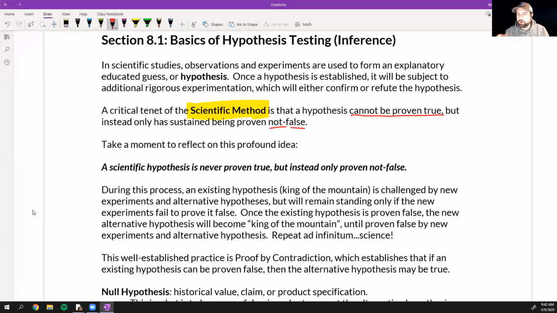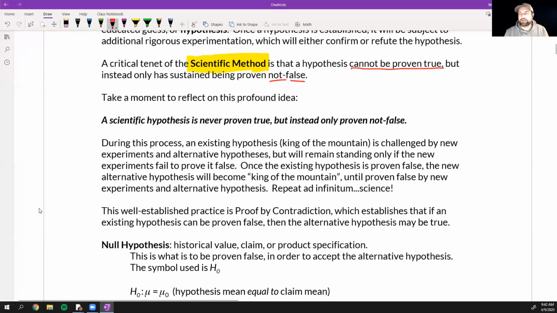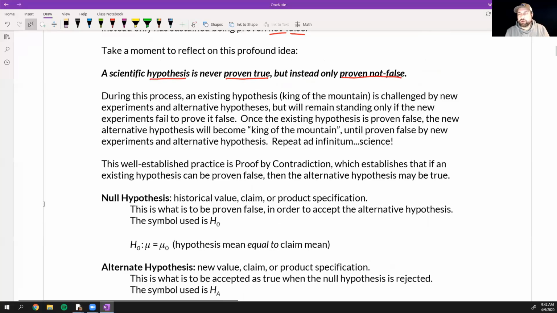And it's going to take a little while to wrap your brain around this, but you'll get there. So take a moment to reflect on this. A hypothesis is never proven true. Instead, it's only proven not false. And so there's a good analogy about this. If you think about playing King of the Mountain, remember King of the Mountain, like we used to play in elementary school where they'd have a big snowbank and someone would get up on top of the snowbank and they were the king of the mountain. And then other people tried to push them off and then they'd become the king of the mountain.